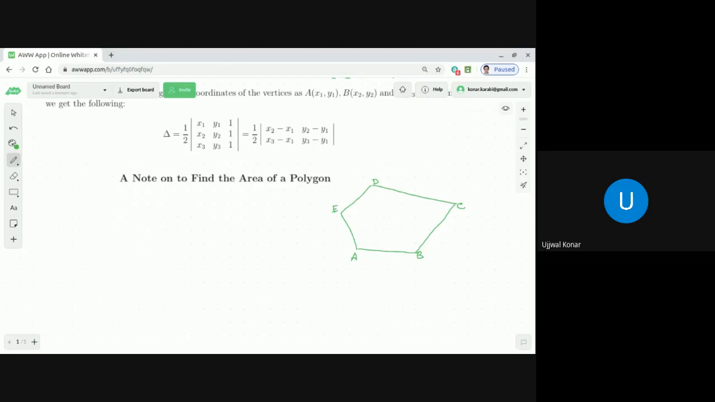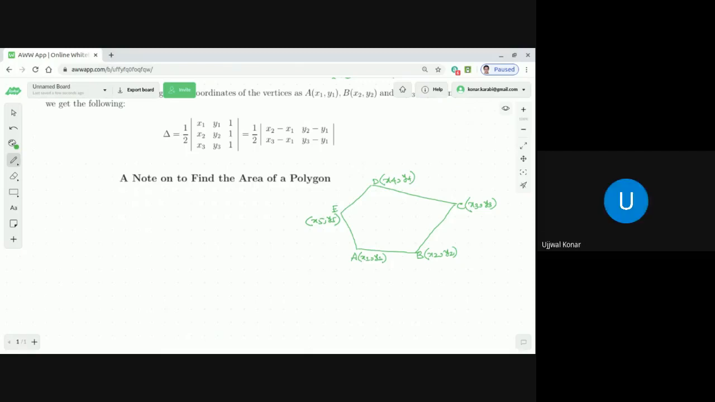Now we know the coordinates of each of these vertices: A, x1, y1, B, x2, y2, C, x3, y3, D, x4, y4, and E, x5, y5. Or let me write the coordinate of E here outside this polygon, x5, y5. Could someone please tell me how to find the area of this polygon? What is the best approach you can take based on the knowledge we have? So we can divide it into triangles.